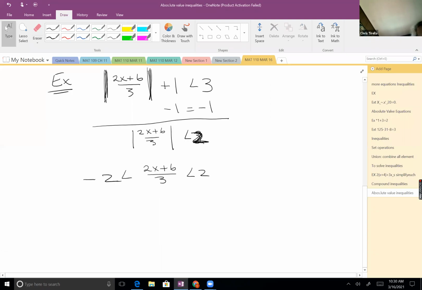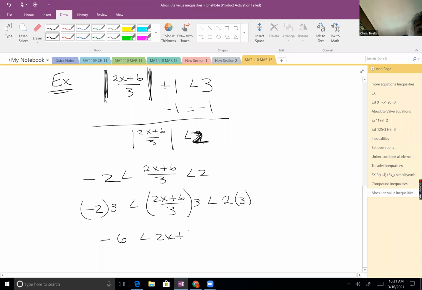And now, because there's a fraction there, remember with fractional equations, you wanted to multiply all parts of the equation by that common denominator. So I'm going to take all 3 parts of that equation and multiply by 3 to clear the fraction, giving me negative 6 is less than 2x plus 6 is less than 6.